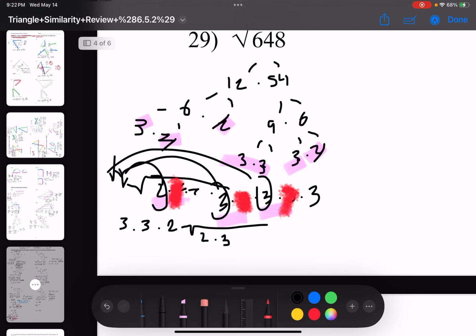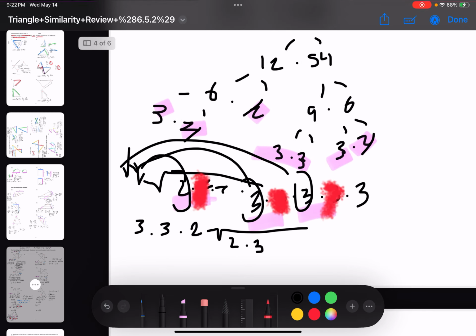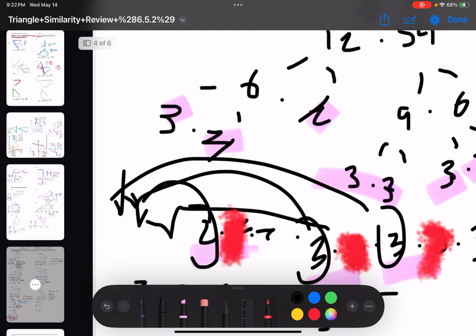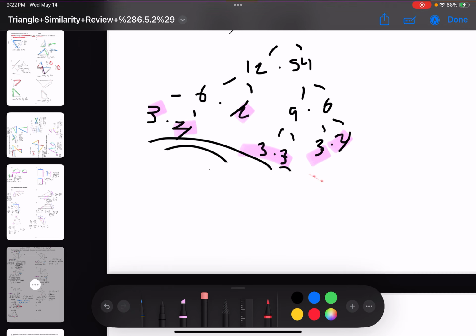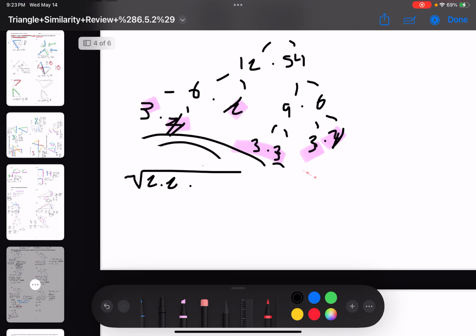Did I do something wrong? Papa did something wrong. That was a 2 right there. I thought it was a 3. Hold up. Okay. That's a 2. Redo it. We have 2 2s. Boom, boom. Because that was a 2. Then we have 4 3s. 1 3, 2 3, 4 3.